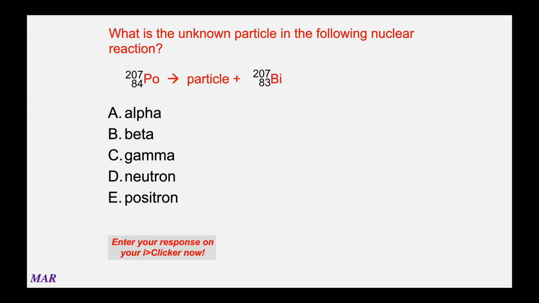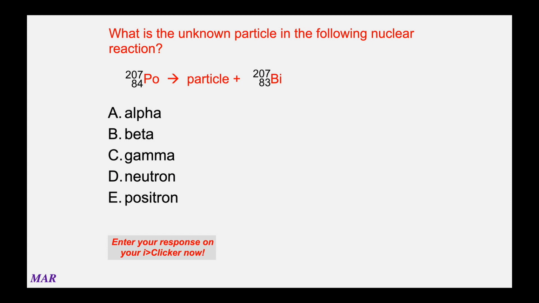Here's a problem very similar to the last one. We have an unknown particle in this polonium decomposing into a bismuth. Figure out what the missing particle is. Pause the video, work on it a little bit. When you're ready to hear the answer, unpause it. Pause the video now. Okay, I'm going to assume you've worked on it. You want to check out the answer, so let's do it.